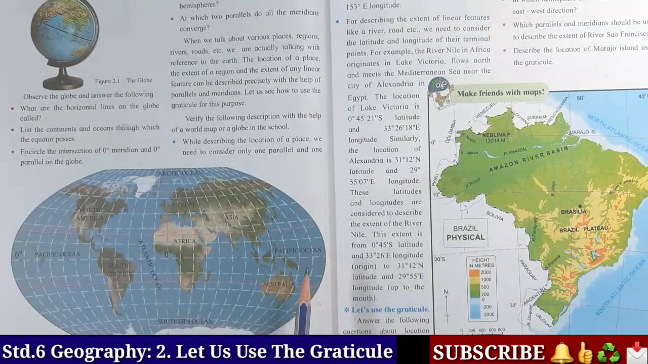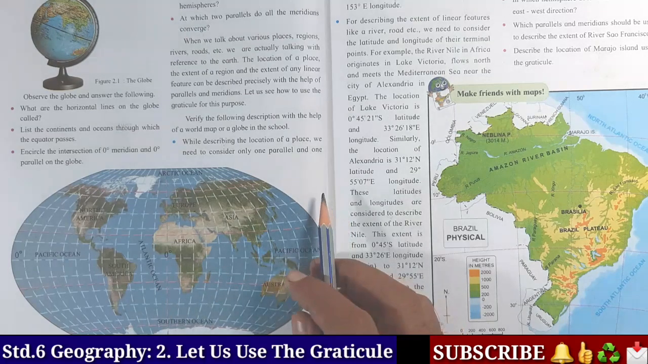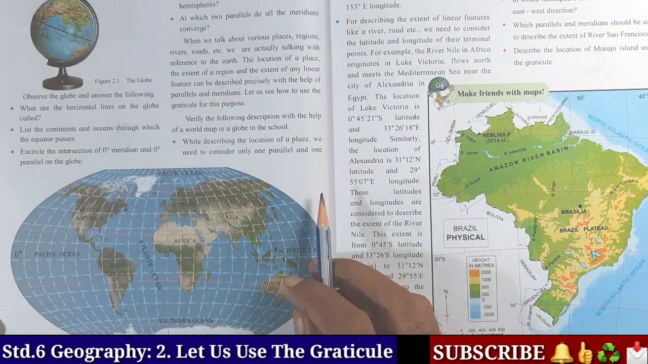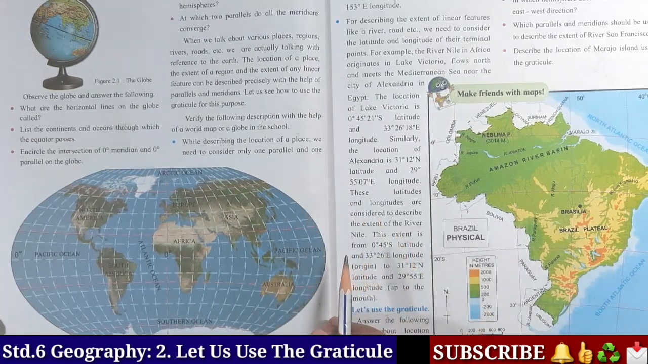Okay students? Yes, and this graticule helps us to know the location of a particular region. The advantage of graticule is that it can be used to locate a region. So it is short information about graticule.